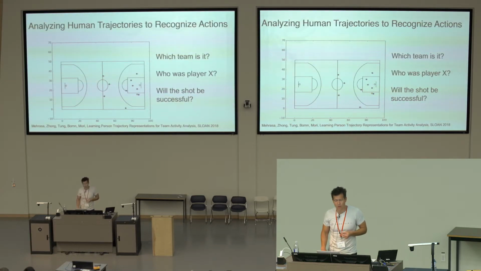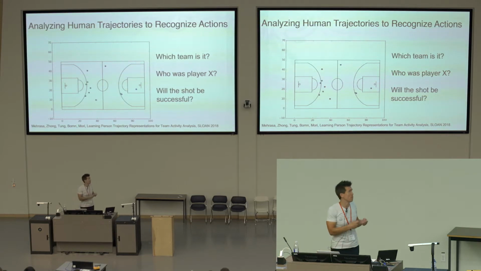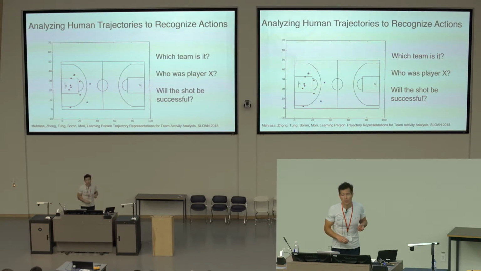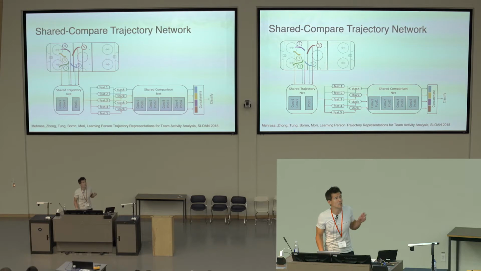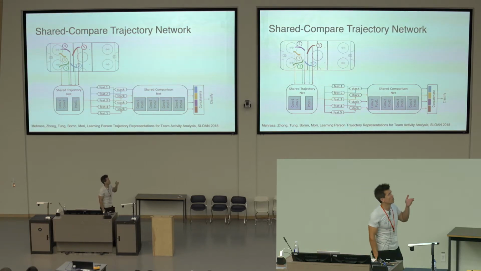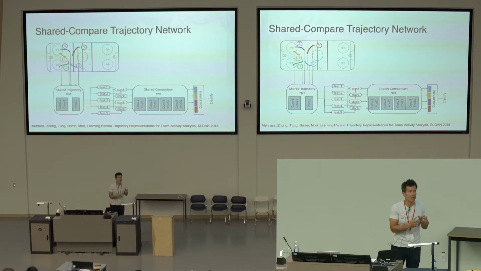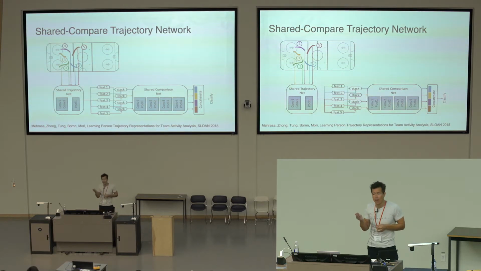So similar types of things are used for just analyzing actions, not even from video input, but also from just trajectories. So we could just have positions of people over time. This shows an example of trajectories of people in a basketball game. You could ask various questions like, which team is this? Who was player X? Will this shot be successful? The types of architectures we use for doing this, again, share a lot in common. We've built what we call share-compare trajectory networks, which analyze the motion of each individual person via a convnet, and then stack those together and combine them to analyze pairs of people and what types of interactions are between them.